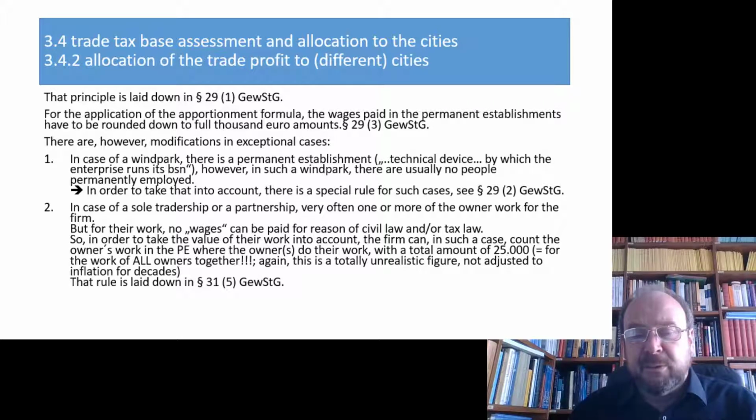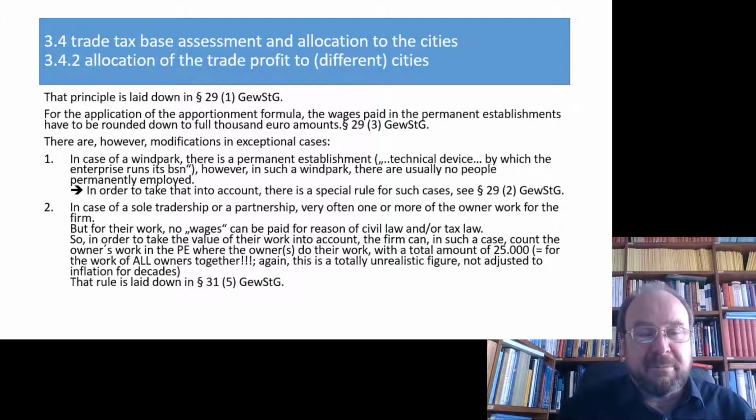So there is a rule which says if the owner works in the owner's own firm, then for the work of the owner you can take into account only, for the formula for the apportionment of the money, that the owner's work has a value of 25,000 euro. If you have more than one owner, the total of the work of all owners is valued with 25,000 again. This is again totally unrealistic.